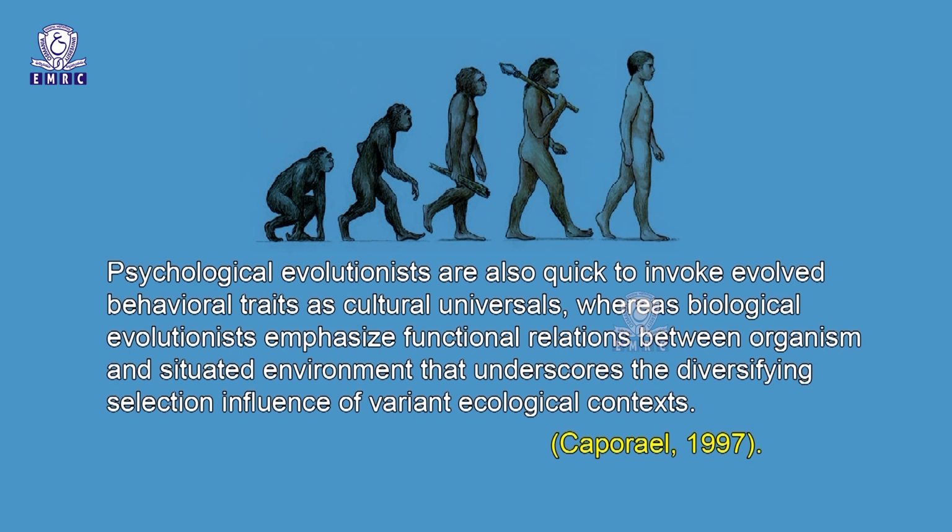Psychological evolutionists are also quick to invoke evolved behavioral traits as cultural universals, whereas biological evolutionists emphasize functional relations between organism and situated environment that underscores the diversifying selection influence of variant ecological contexts. It should also be noted that evolutionary psychology grounds gender differences in ancestral mating strategies, but it does not address at all the developmental changes that occur in gender conceptions and gendered conduct. Nor does it specify the determinants and mechanisms governing developmental changes across the life course.